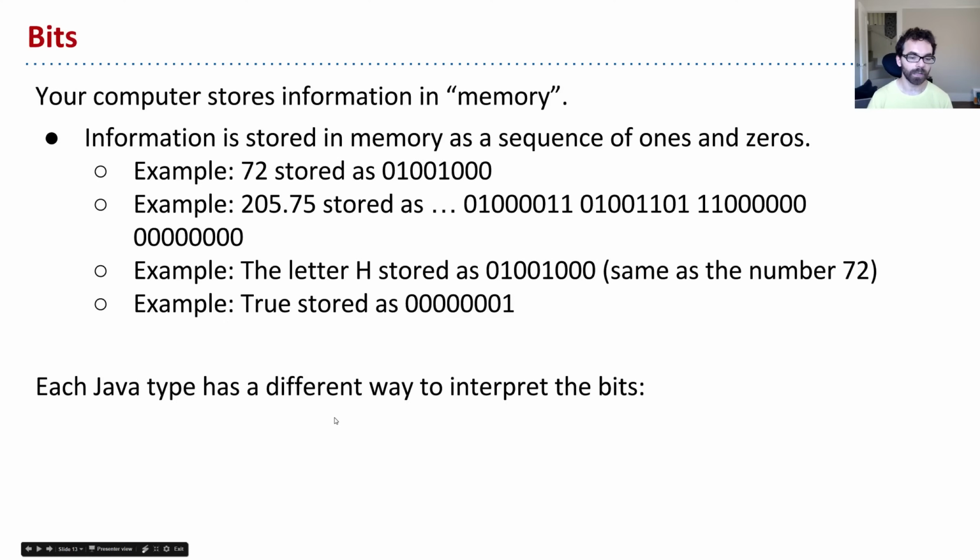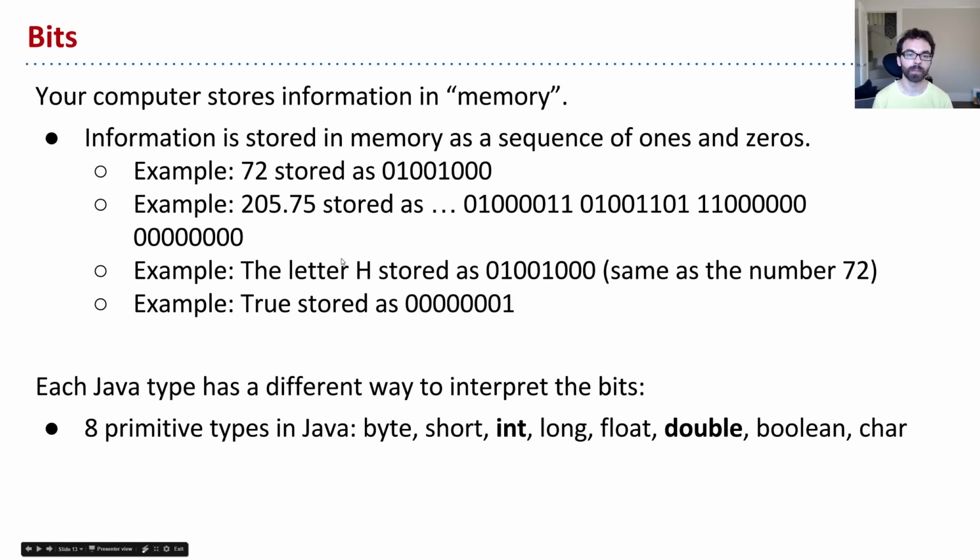Okay? So each Java type, right? When you have a Java variable, even though the letter H and the number 72 have separate representations, the type tells the Java interpreter how to interpret it. So if I have a variable that's of type character, then when it sees this sequence of bits, it's going to be thinking about the letter H. But if I have an integer variable, it will know to treat it as the number 72. It turns out that in Java, there's 8 primitive types: byte, short, int, long, float, double, boolean, and char. We're not going to spend a ton of time talking about each of these types, but be aware, these are the 8 primitive types.